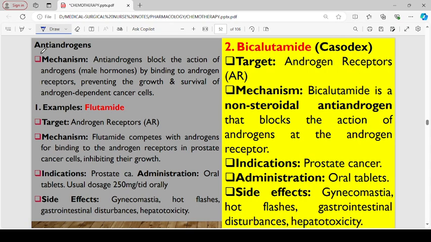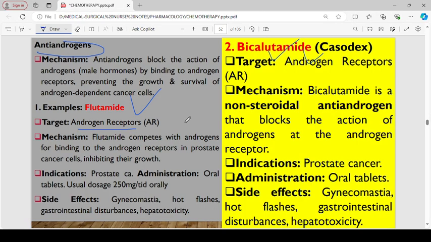The next group of hormonal agents is the anti-androgens. Examples are flutamide and bicalutamide. Remember, flutamide targets androgen receptors, and the same applies to bicalutamide. Flutamide is a commonly used drug. Generally, anti-androgens block the action of androgens, the male hormones, by binding to the androgen receptors.